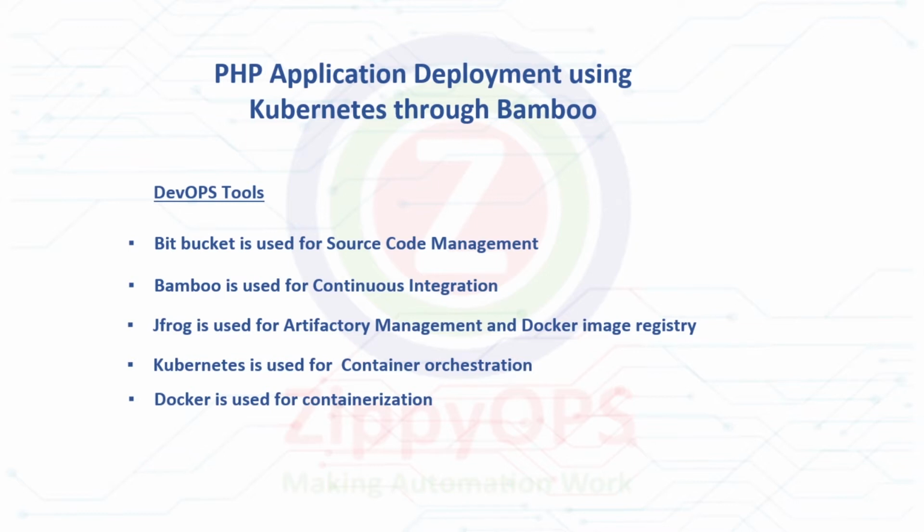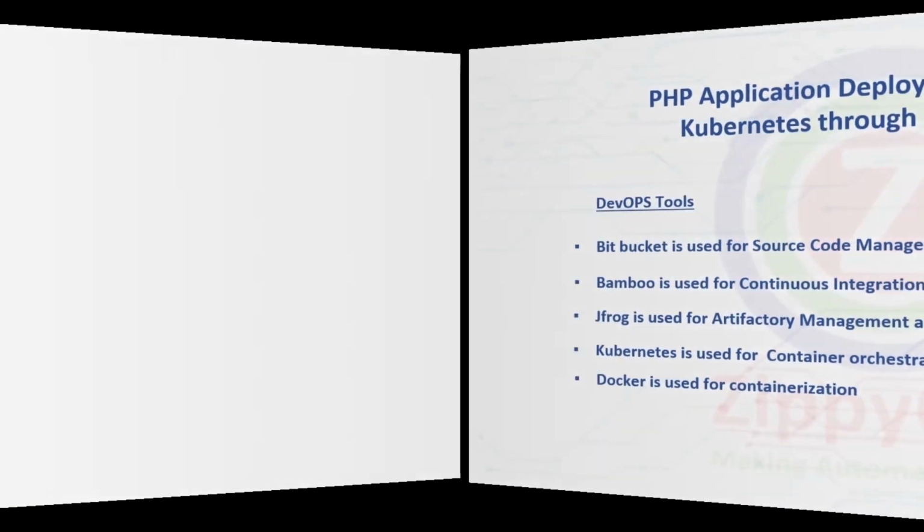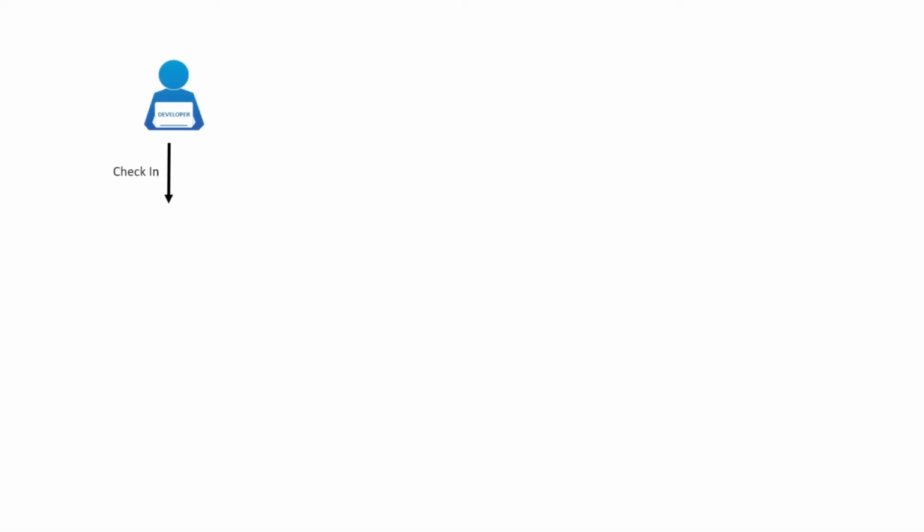Let's explore the workflow of PHP application deployment, stage by stage. In the first stage, Bamboo's job will pull the PHP application source code from Bitbucket. A webhook is configured on Bitbucket, so that the deployment job will trigger automatically when a commit happens on a particular branch. In the next stage, the PHP application source code will be built in Bamboo.